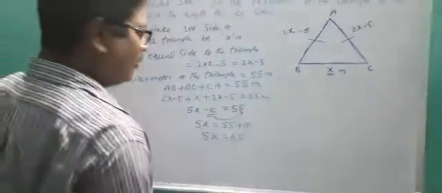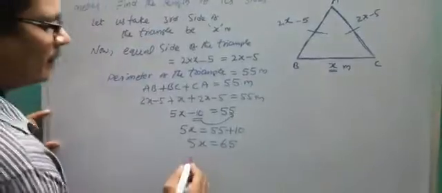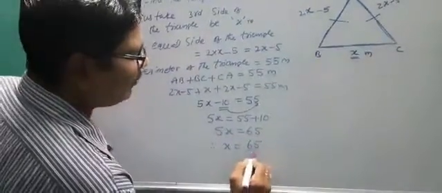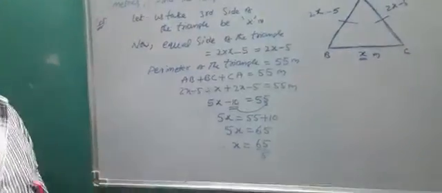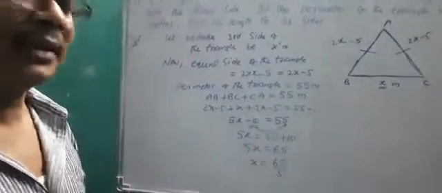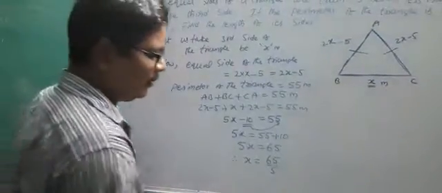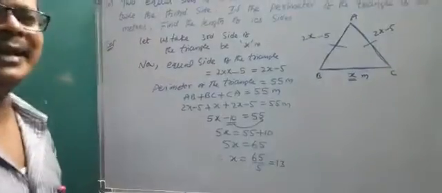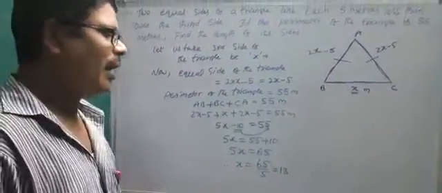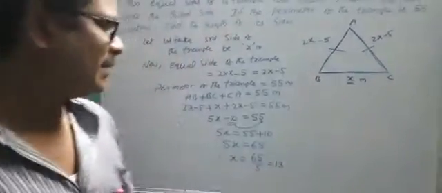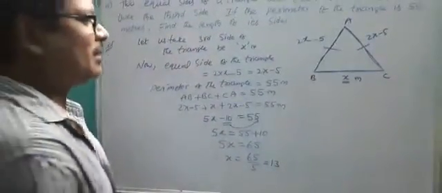Now we have to find the value of x. Therefore x equals 65 by 5. 5x means 5 into x, and after transposition the product becomes division. So 65 by 5: 13 fives are 65. We got the value of the third side, that is x equals 13 meters.